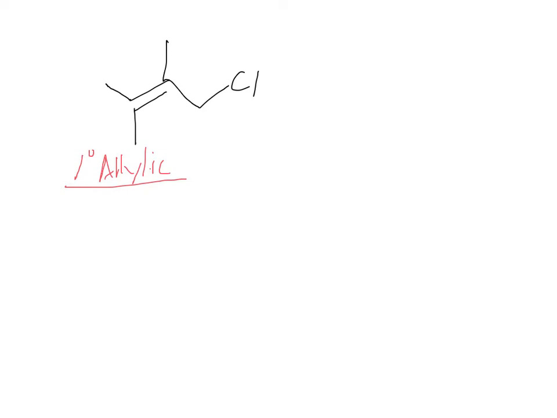Alpha, beta, gamma, delta, right? So there's no beta, so we're not worried about E2. Okay? So let's do two pathways. So it could be SN1 or SN2. Let's do the SN2.